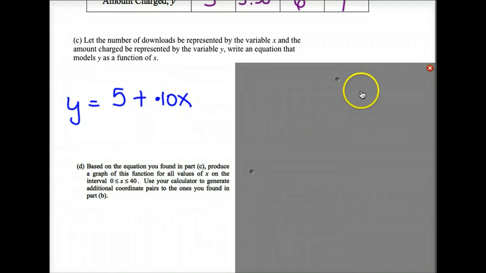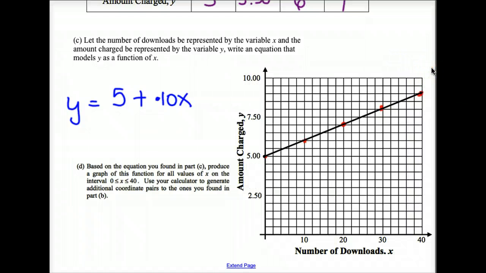Now that you got a chance to try it, you should have a graph that looks like this. I know at 0, it's going to be $5. That's my flat fee. At 10, it's going to be $6. At 20, it's going to be $7. When there's 30 songs, it's going to be $8. And if I download 40 songs, it's going to be about $9. So you should have a graph that looks like this.